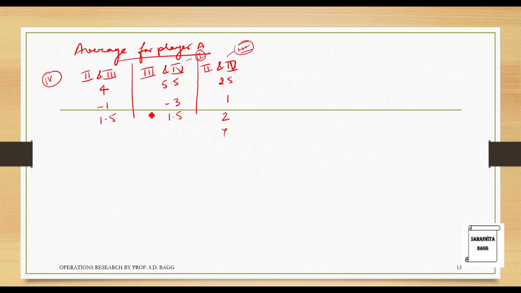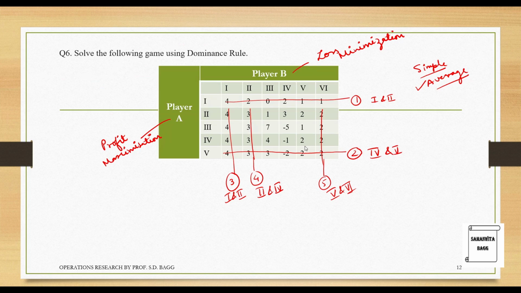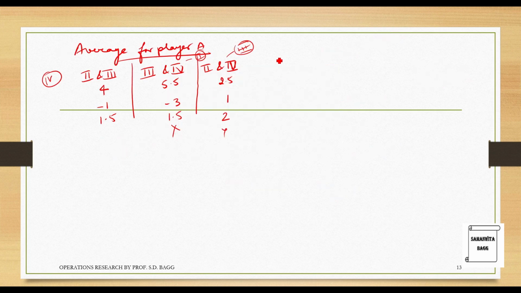And lastly, I'll compare this one, 2 and 3. This is 4, minus 1, 1.5. This is 4, minus 1 and 2. So again, this is greater. So I'll leave it as it is. Nothing can be done. Then I'll go for calculating average for player B.